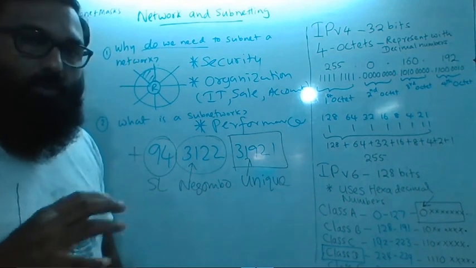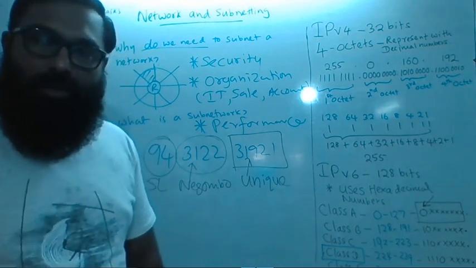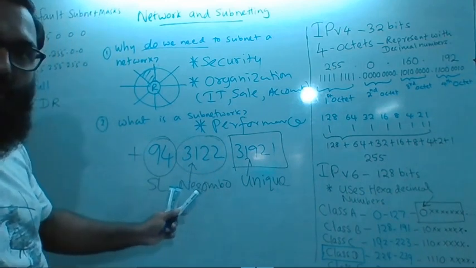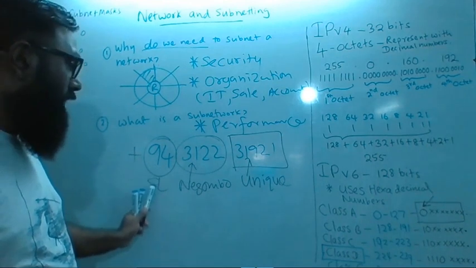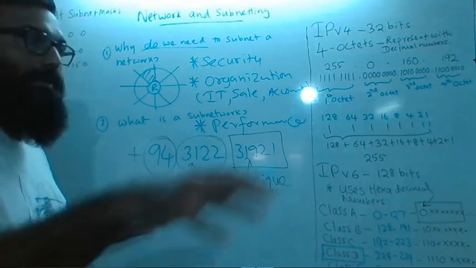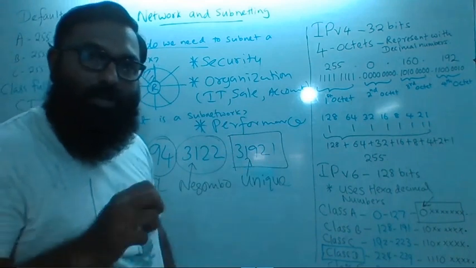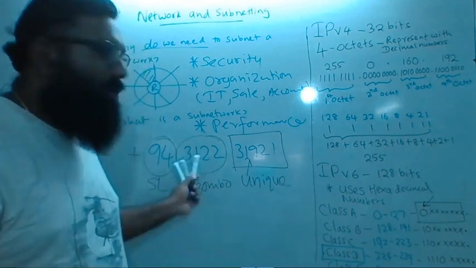So when you are communicating with me, with my house, you have to use this telephone number. 94, the country code, is common for the whole of Sri Lanka. Then the area code is common for this area, the Negombo area. Then there is a unique number to identify my telephone number. If you want to communicate with me, you can go with this.